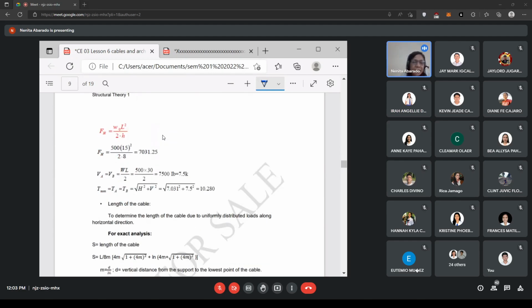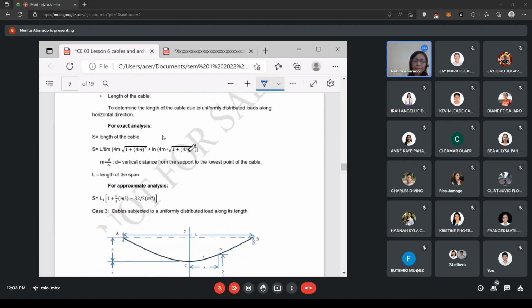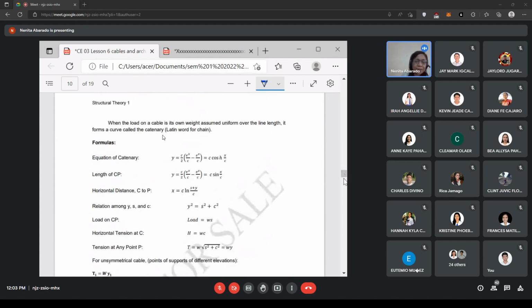Okay? So, ani siya. Kakaroon tayo na ani. Okay? So, regarding your length of the cable, so this is the formula for exact analysis. The length of the cable is this one. And for the final analysis, there is also the length of the cable. So, by the way, class, I will just discuss this next meeting. That will be our next meeting.